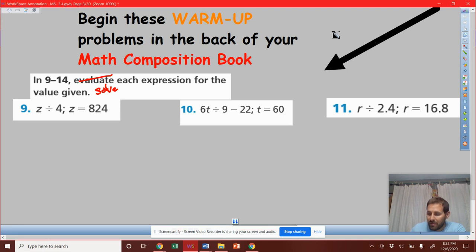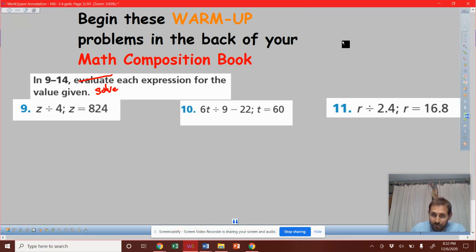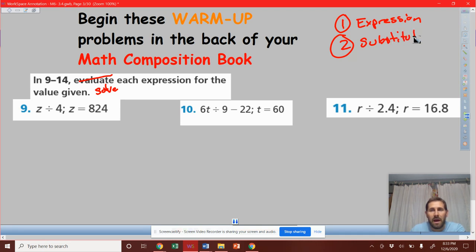Another thing we understand when we have problems like this, where they give us an equation, they give us some variable, and then they tell us what the variable is, is that we do this in 3 steps. Number 1, we write down the expression or the formula, however you want to see it. Number 2, we substitute in. And then the third thing we do is we evaluate, or in other words, we solve it. So write down the expression, substitute, and solve.